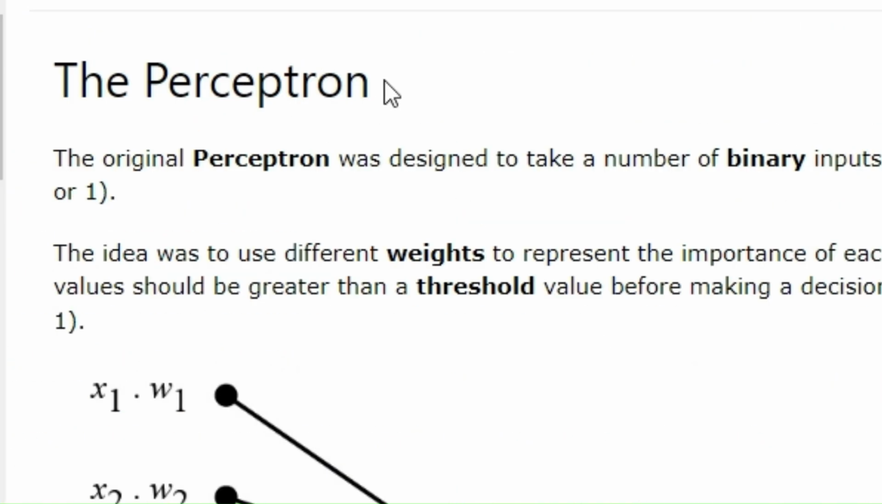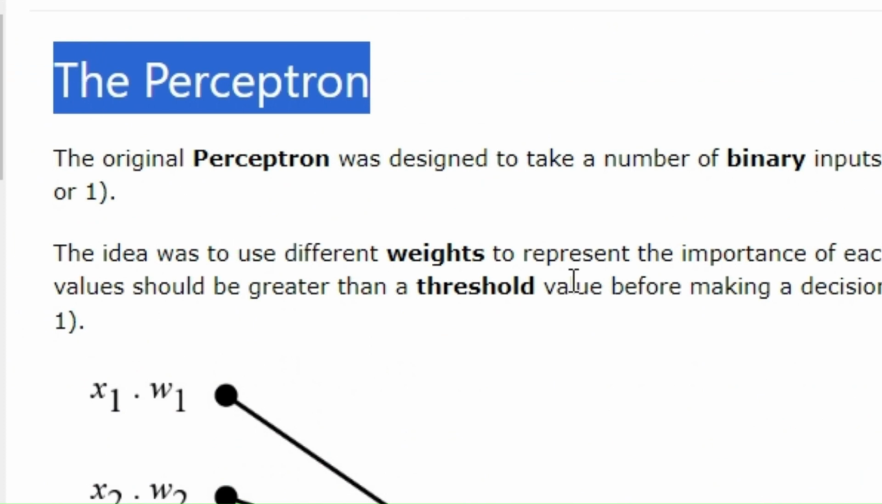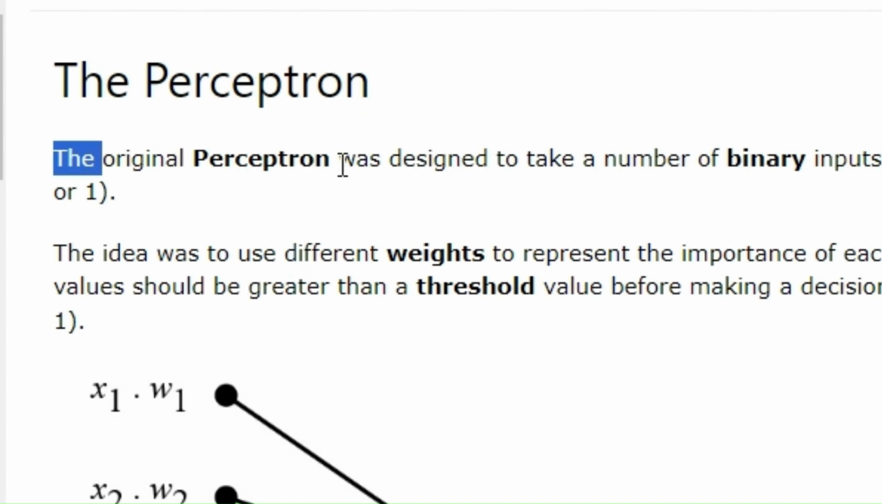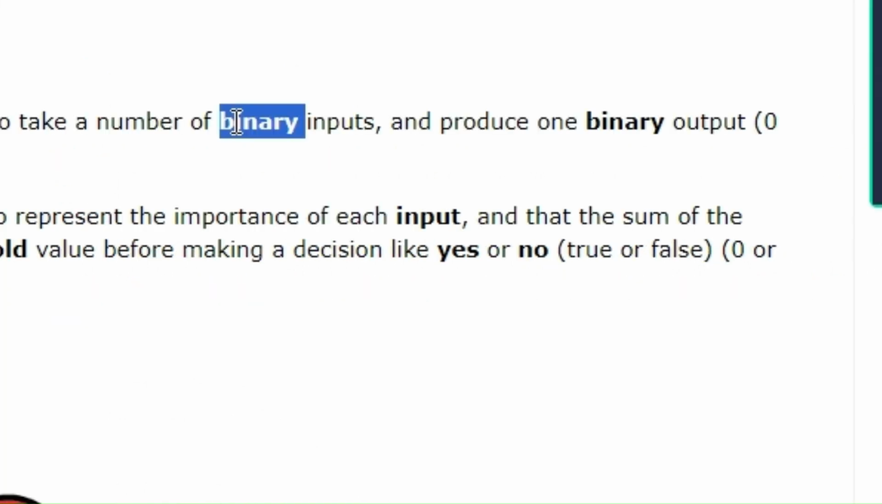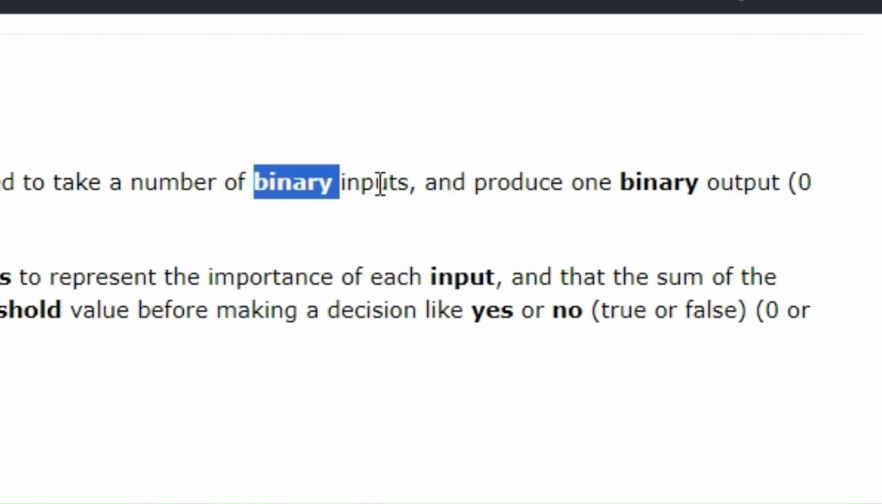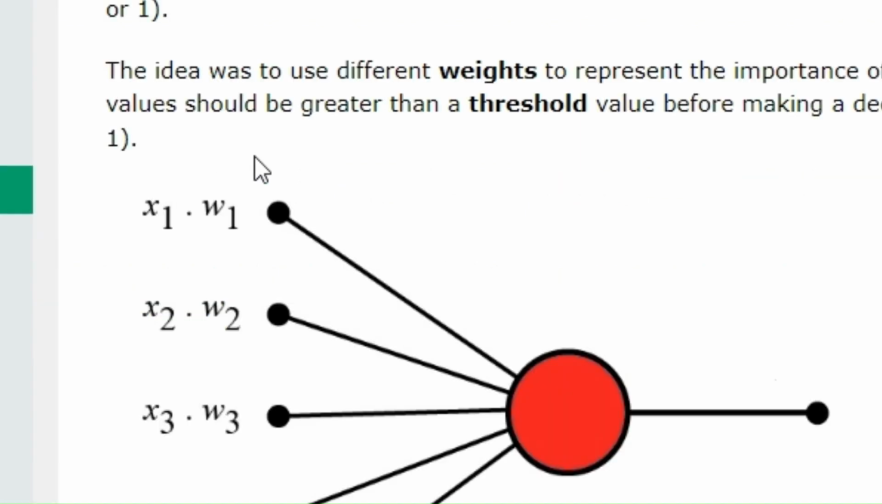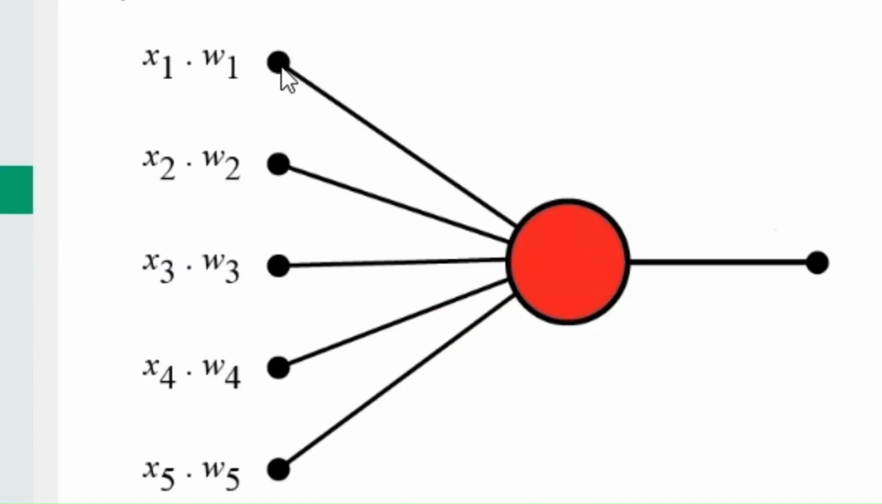We have discussed perceptrons earlier, however, we will discuss them in more detail here. The original perceptron was designed to take a number of binary inputs. What is a binary input? 0 or 1, on or off, true or false. These are binary. So it is designed to take multiple binary inputs and produce one binary output.